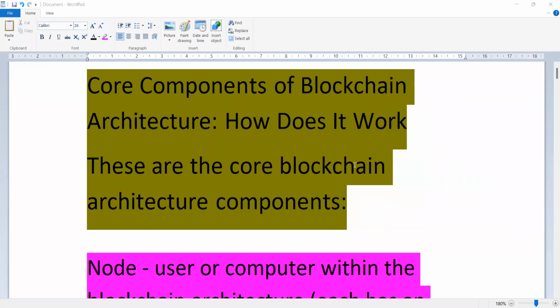Core components of blockchain architecture. What are the core components of blockchain architecture? How does it work? Blockchain. These are the core blockchain architecture components.